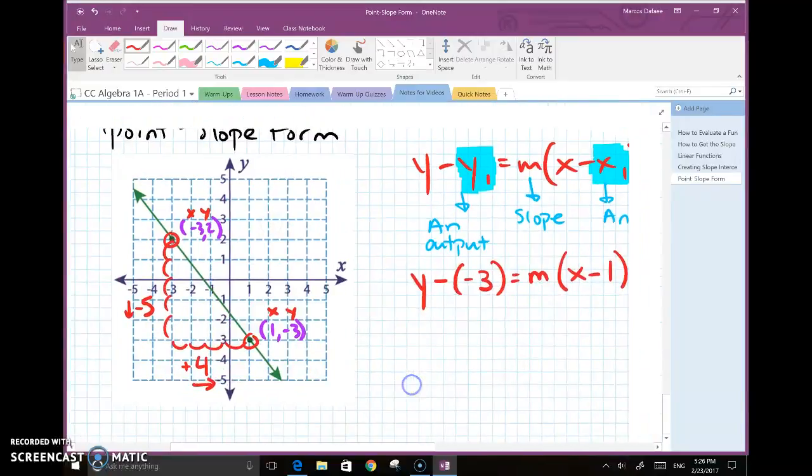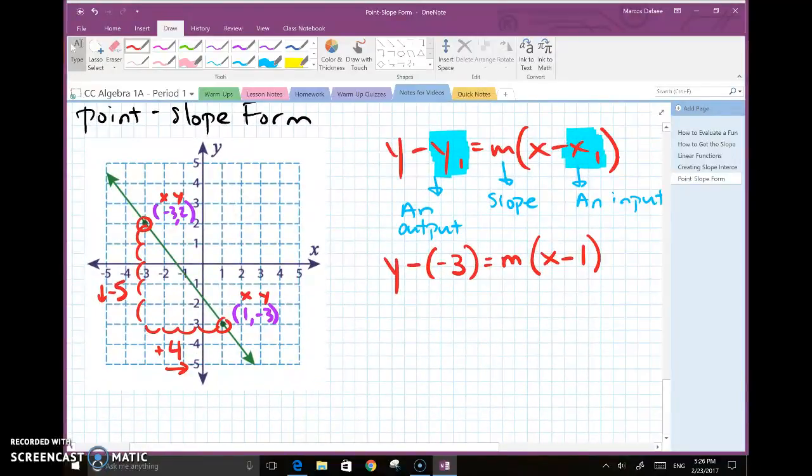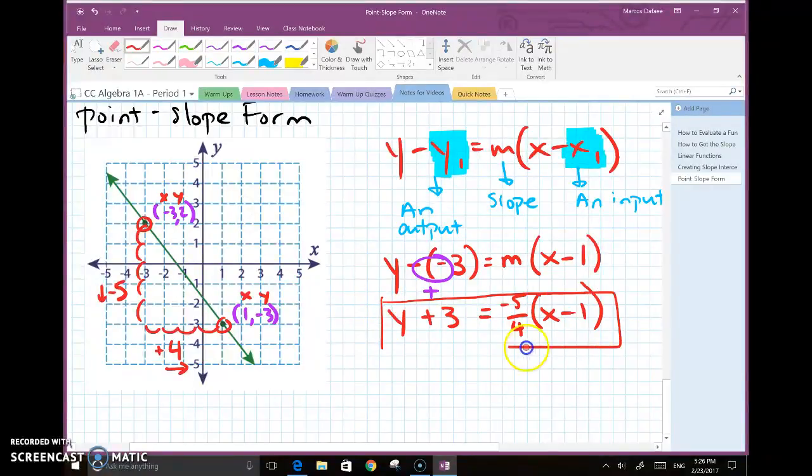Therefore, my slope would be, and we could go ahead and finish this right now, a -5 over a positive 4 times x minus 1. And I should have noted earlier that this is a double negative. And as always, we must change that into a positive. So the final answer would be y plus 3 is equal to -5 over 4 times x minus 1. Now this is the end.